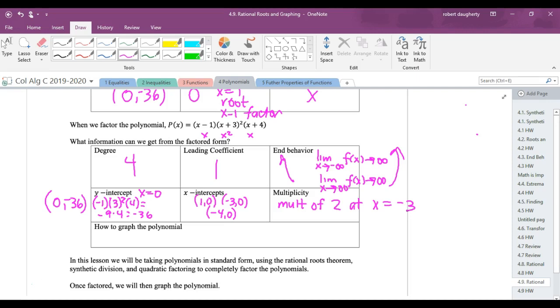So what I can tell is that I do not cross the x-axis at negative 3, 0, and I do cross at 1, 0 and negative 4, 0. Okay, so using the end behavior, the roots, and the multiplicity, I can graph this polynomial.